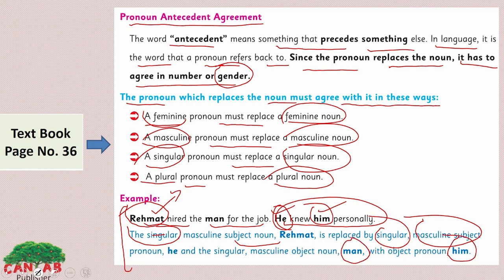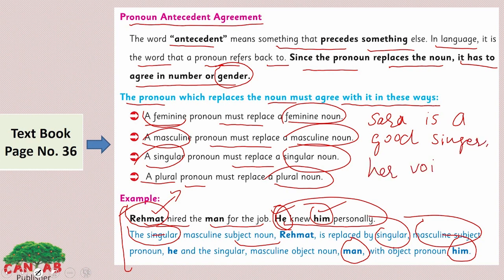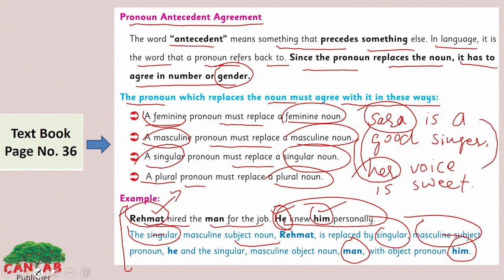Look at the second example of feminine noun and pronoun here. Sarah is a good singer. Her voice is sweet. Here, Sarah is feminine, refers to a girl, and her singular pronoun will be her. Here, it replaces. Both sentences are related to each other. Here in this sentence, we are talking about the voice of Sarah. That Sarah is a good singer, her voice is sweet.